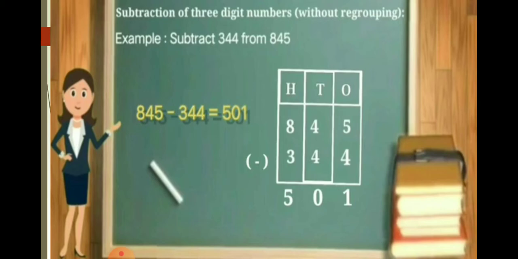Let us see how. When we subtract 4 ones from 5 ones, we get 1. When we subtract 4 tens from 4 tens, we get 0. And now when we subtract 3 hundreds from 8 hundreds, we get 5 hundreds. So you read it as 501.